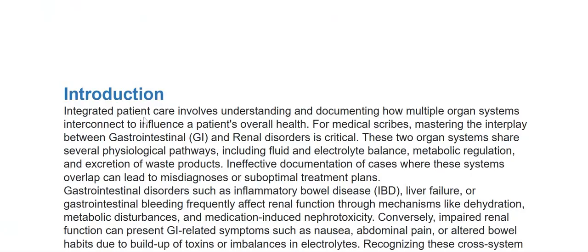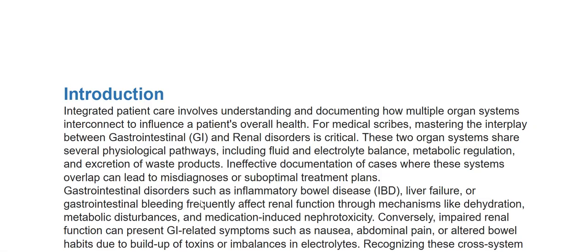Introduction. Integrated patient care involves understanding and documenting how multiple organ systems interconnect to influence a patient's overall health. For medical scribes, mastering the interplay between GI (gastrointestinal) and renal disorders is critical. These two organ systems share several physiological pathways, including fluid and electrolyte balance, metabolic regulation, and excretion of waste products. Ineffective documentation of cases where these systems overlap can lead to misdiagnoses or suboptimal treatment plans.